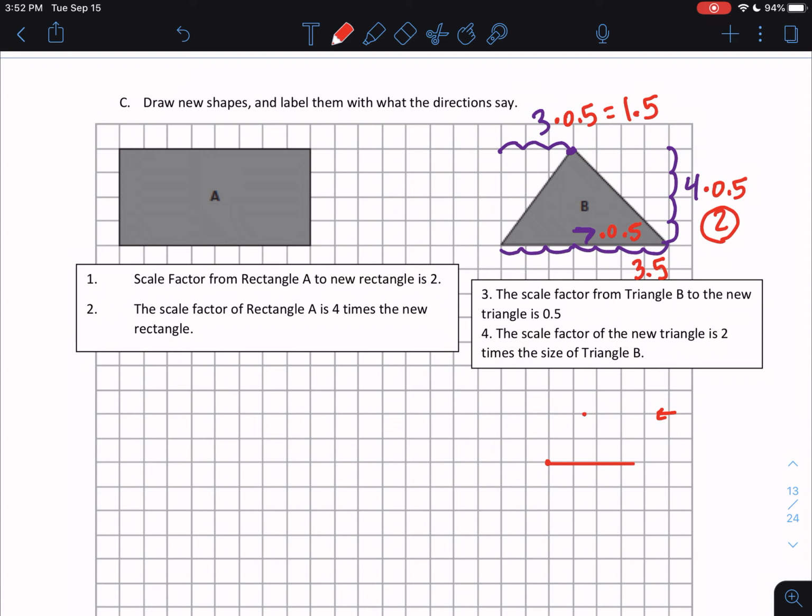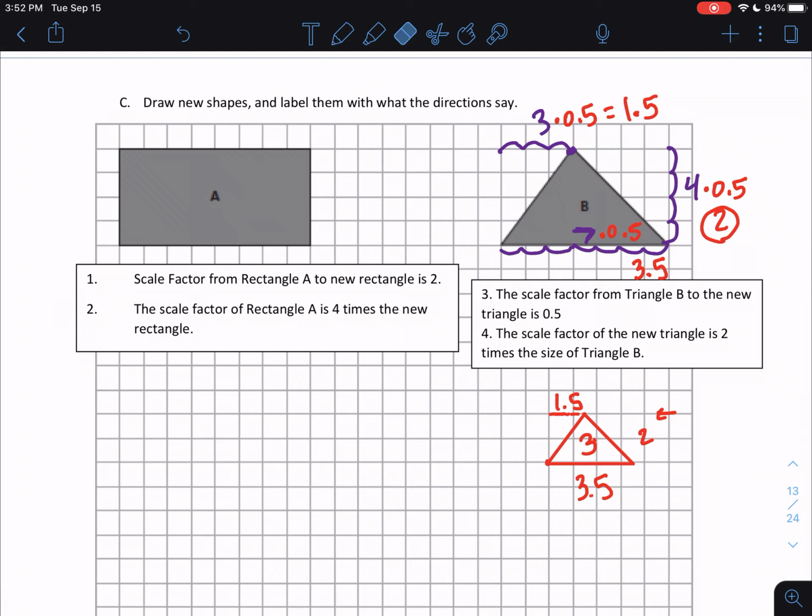Then I'm just going to connect my dots. And the nice thing about Notability, I'm totally cheating, if you hold down long enough, they get straight. So that would be number 3. So I could even label 3.5, 2, and then from here is 1.5. Okay, so now the scale factor of the new triangle is 2 times the size of triangle B.